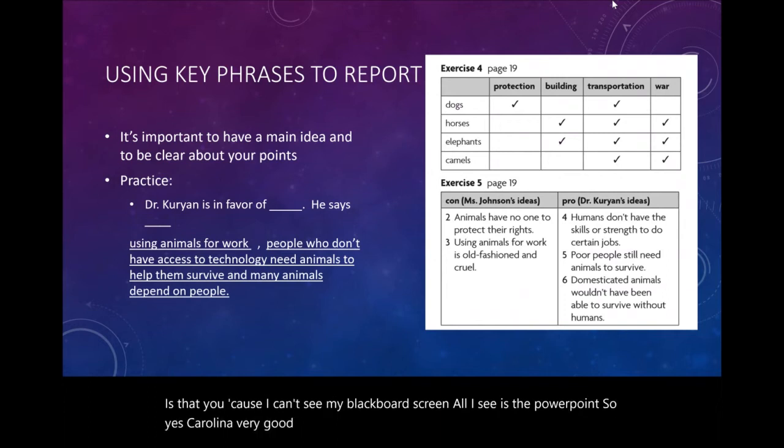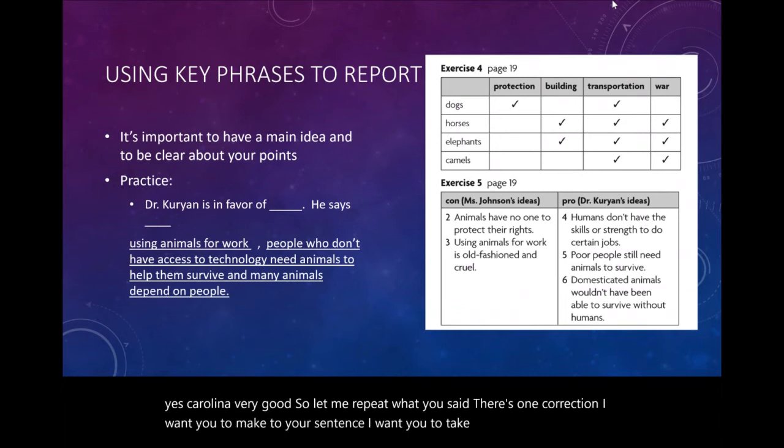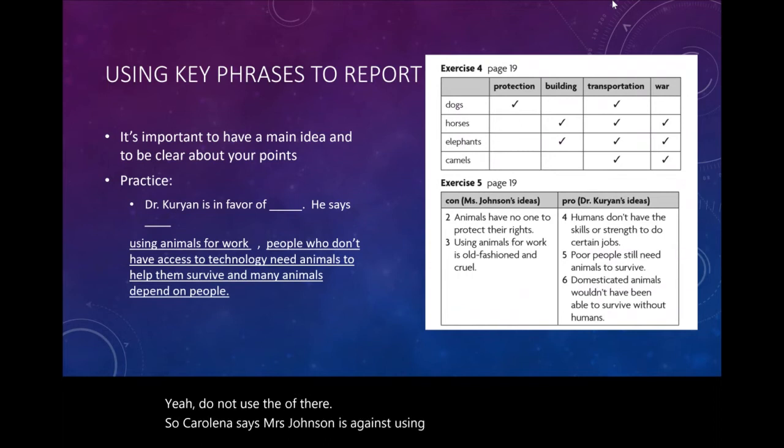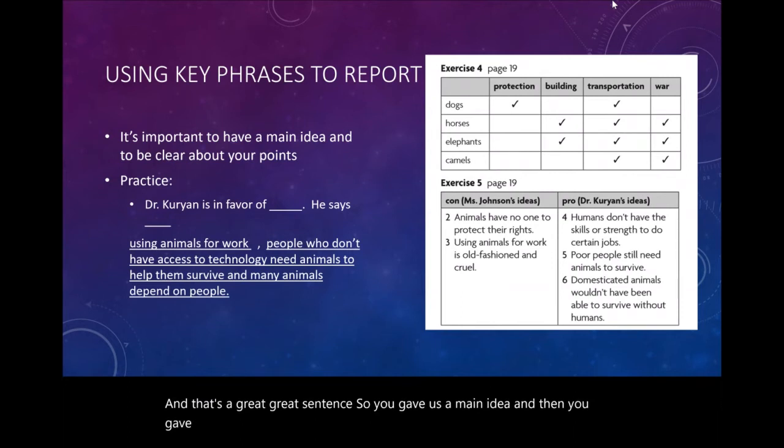So let me repeat what you said. There's one correction I want you to make to your sentence. I want you to take off the, wait, what did you say? You said it is against of? Yes. Yeah, do not use the of there. So Carolina says Mrs. Johnson is against using animals for work. She says no one protects their rights. And that's a great sentence. So you gave us a main idea and then you gave us one of the supporting points. Very good. Okay, Norma, do you want to try?